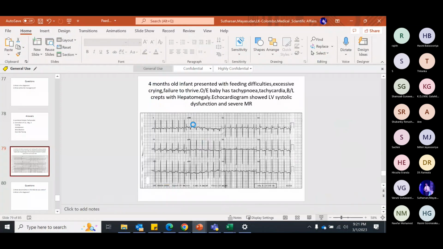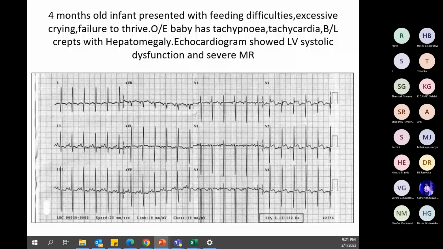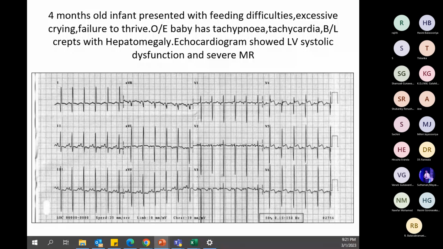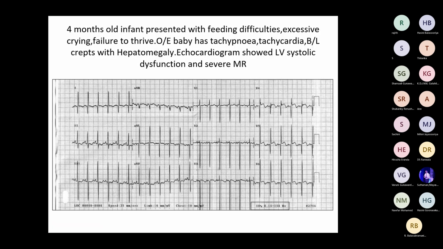So we'll put the, yeah, this is coming now. Right. Okay. So 4 months old. So okay, tell me what are the abnormalities you can see in this ECG? Huh? Where? Where are the Q waves? Huh?